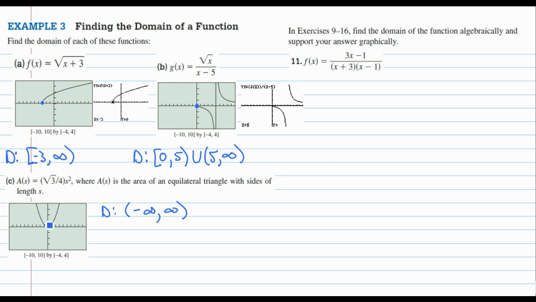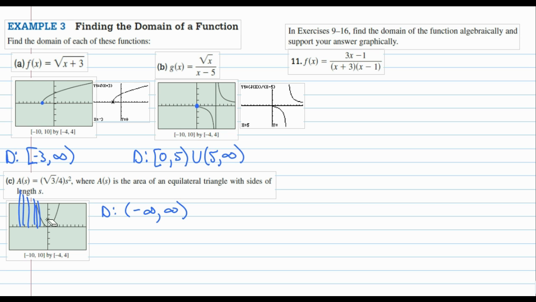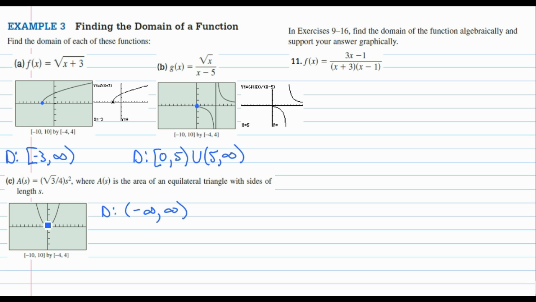And then for C, although you can't see it, this parabola is going to go left to negative infinity and right to positive infinity. So anywhere I try and draw lines away from the x-axis, I am going to hit the function, which means those x values are in the domain.